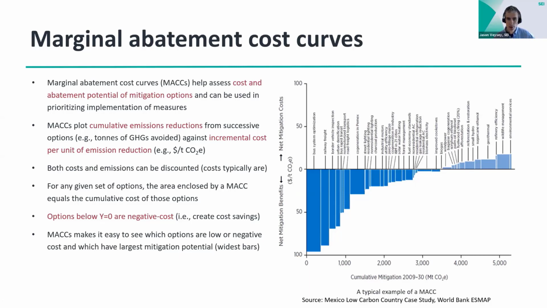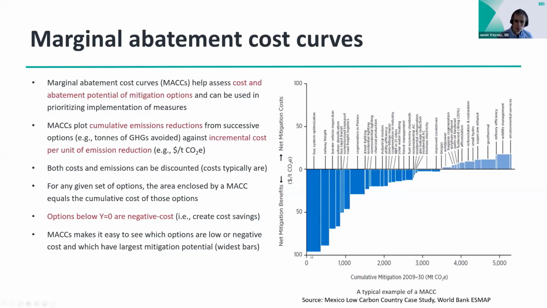MACs can be set up to discount both costs and emissions. Usually the costs are discounted, the emissions are usually not discounted. And if you look at a MAC for any given set of options, the area enclosed by the MAC gives you the cumulative cost of the options. If you're looking at a MAC like this example here, anything that is a bar below the x-axis is a negative cost option. That means it's an option that should, in principle, create cost savings according to the analysis.